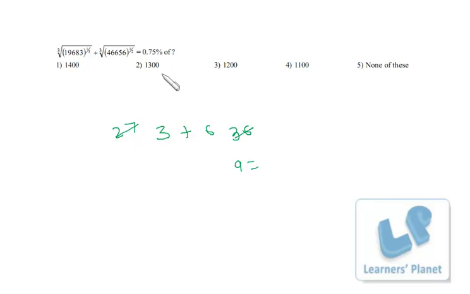So 9 is equal to 0.75% of x. 75% is 3 by 4, so 0.75% will be 3 by 400 into x. Okay, so 1200 is the answer. As simple as that. Okay.